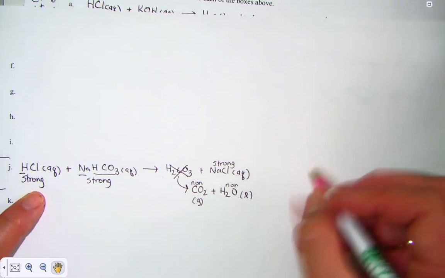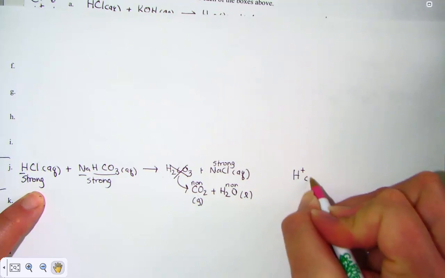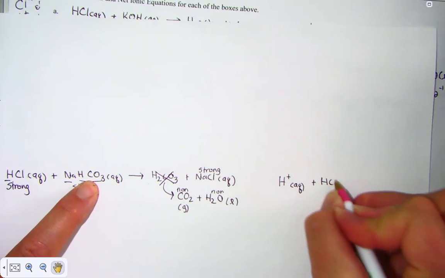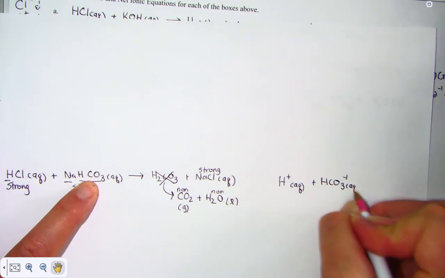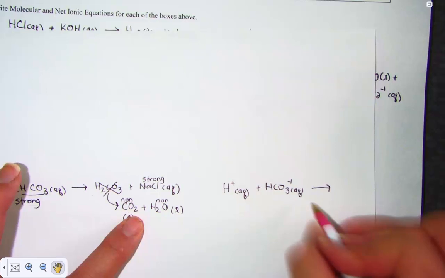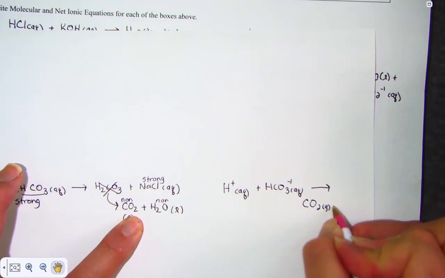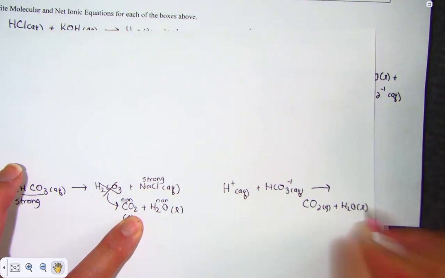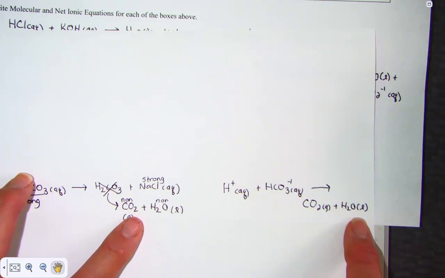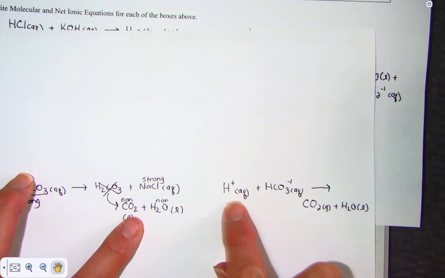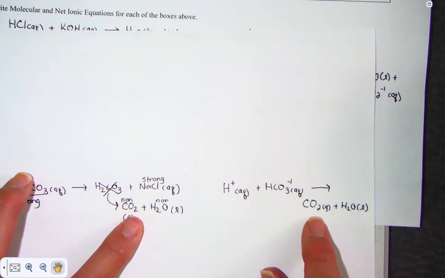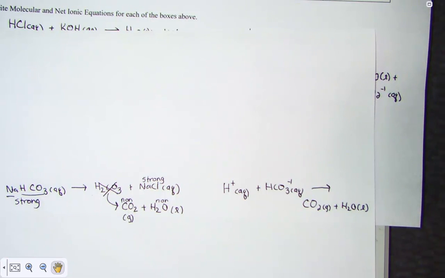And what do we find? We have an aqueous ion of hydrogen, an aqueous ion of bicarbonate or hydrogen carbonate, forming the products. CO2 is a gas and water is a liquid. Gas is our driving force. Molecular water is also formed. H positive aqueous plus HCO3 negative aqueous, forming carbon dioxide gas bubbles, and some water in the liquid form.